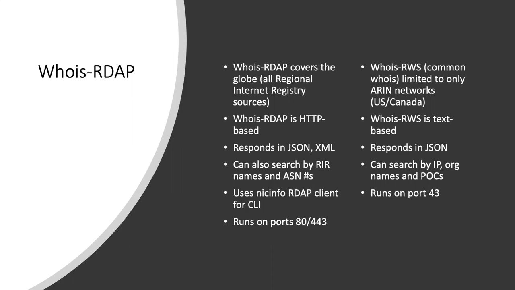The output's a little bit more usable, and you can search for IPs and domains in what they call regional internet registries, or RIRs for short. And what that lets you do is search pretty much the whole planet for information on specific names.